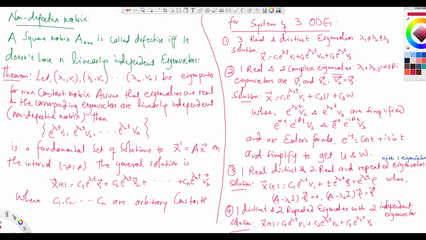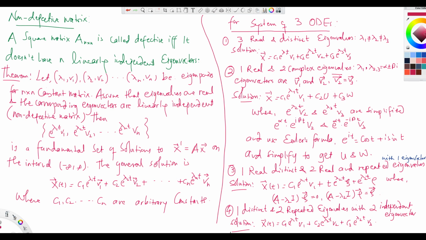Here there is only one eigenvector, but here there are 2 independent eigenvectors. In that case, it is just the normal case. So the general solution will be x(t) equals c1 e to the lambda 1 t v1 plus c2 e to the lambda 2 t v2 plus c3 e to the lambda 2 t v3. That's what you do. Okay, so the next case, case number 5, is 1 triple eigenvalue with 1 eigenvector.